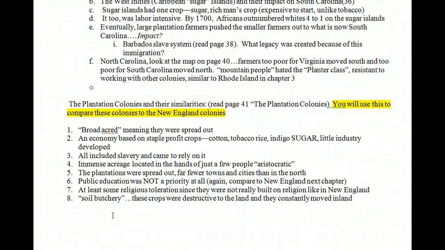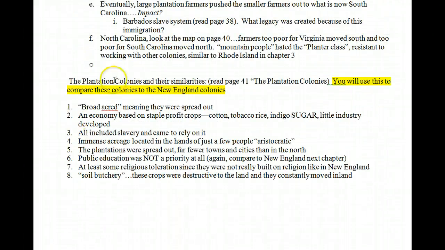Okay, and so this is really, if we talk about the plantation colonies, and they're on page 41, what they all had in common, and that's those that are listed up there. Again, you're going to use this on that comparison. Your book writes they were broad acred, meaning you had tons of acreage on a plantation. And so if everybody did that, that meant they were all really spread out, and they're not going to develop towns and schools real close together, or industry, things like that. So it's just going to be very different from New England and the North.